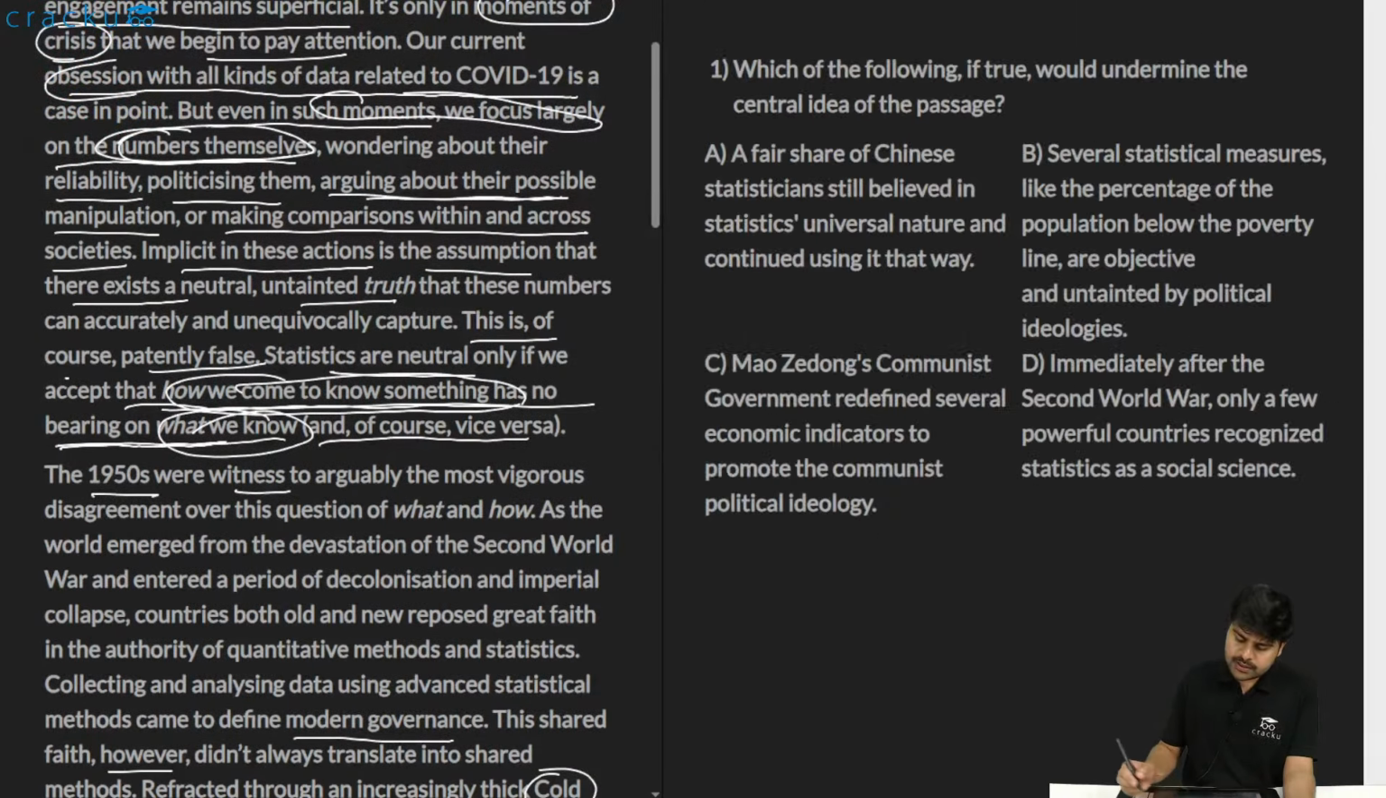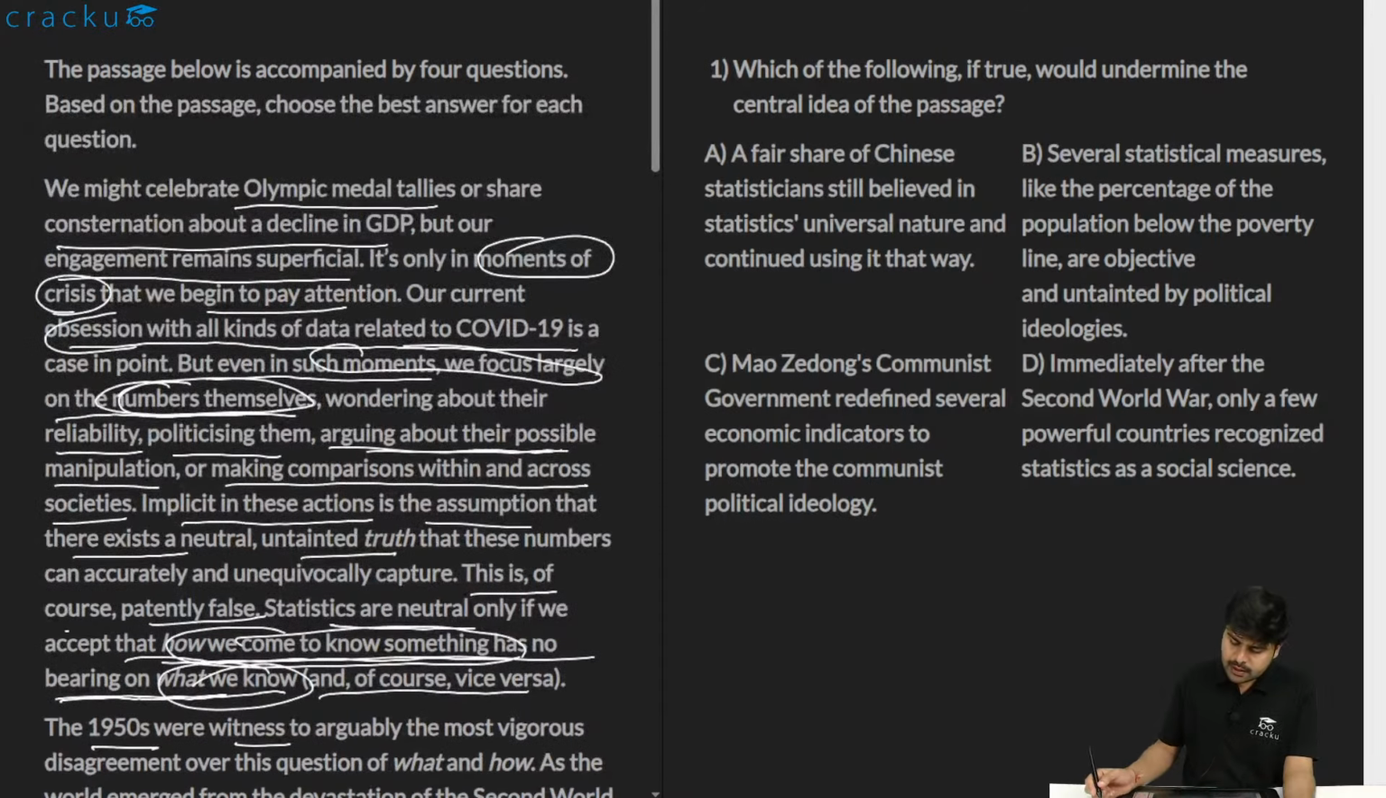The first question asks, which of the following, if true, would undermine the central idea of the passage? So what was the central idea of the passage? There are many key ideas. The main one was that statistics is something that varies, and it has led to governance and so on. But let's see which option goes against the main ideas presented in the passage. There is no one main idea, but there are many different main points that lead up to the whole story of the passage.